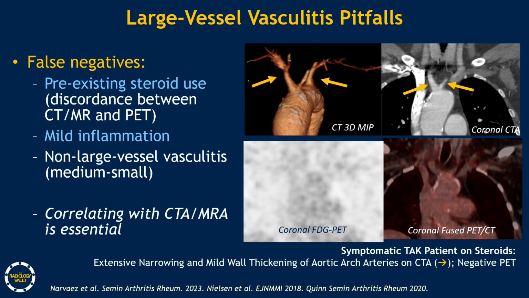False negatives are typically for patients that have been on pre-existing immunosuppression, and so think about that. If the CTA shows profuse involvement of disease, for example, here in these arch vessels that are very narrowed and thickened, but there's no concurrent uptake on PET. Mild inflammation you might not be able to detect by PET, and any non-large vessel vasculitis. So, for example, polyarteritis nodosa, that's just not something that we have the resolution for on PET. So always correlate with a clinical history and any imaging to make sure you're not missing something.